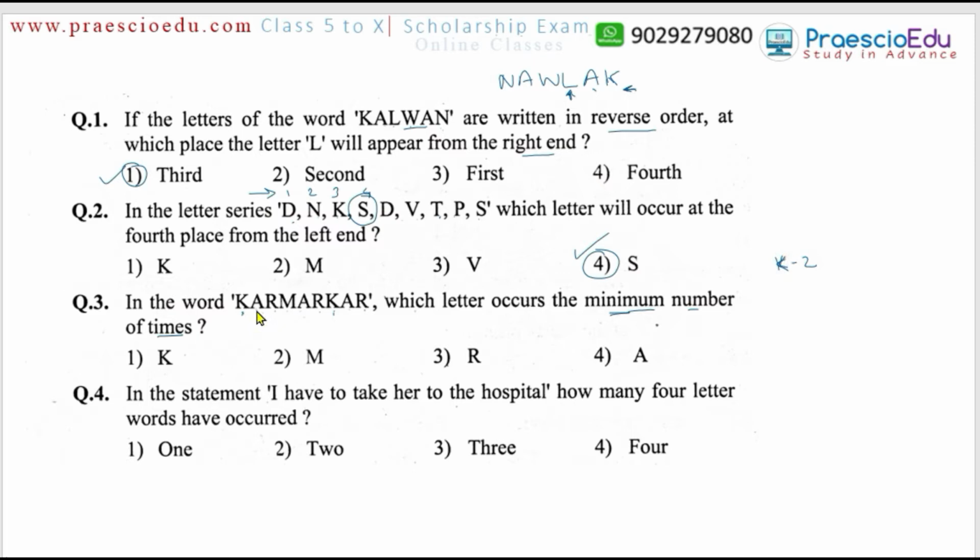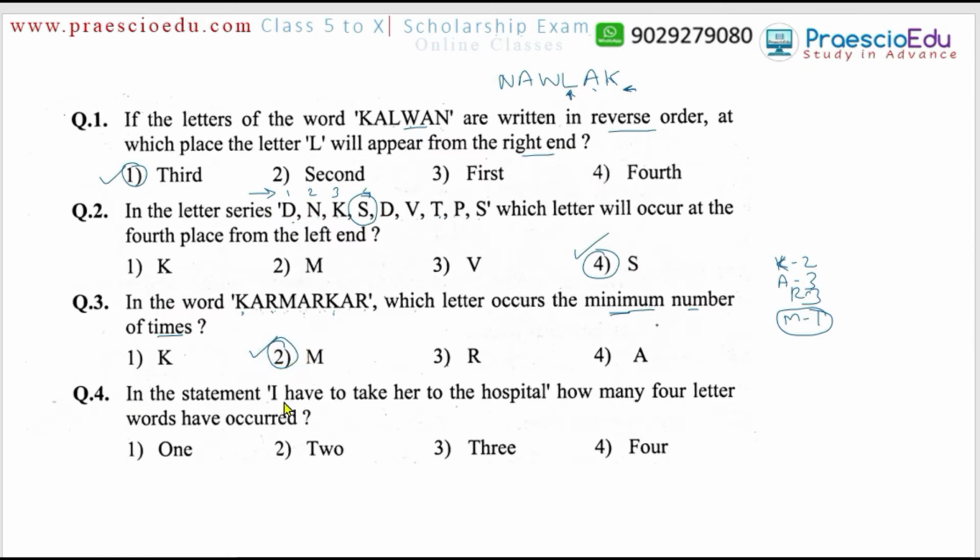Then A. A is here first, then second and third. So A comes 3 times. Then R. R comes 1, 2 and 3. R comes 3 times. Then M comes only 1. A and R are already counted. So the minimum is one, the letter M. So option 2 is the correct one.